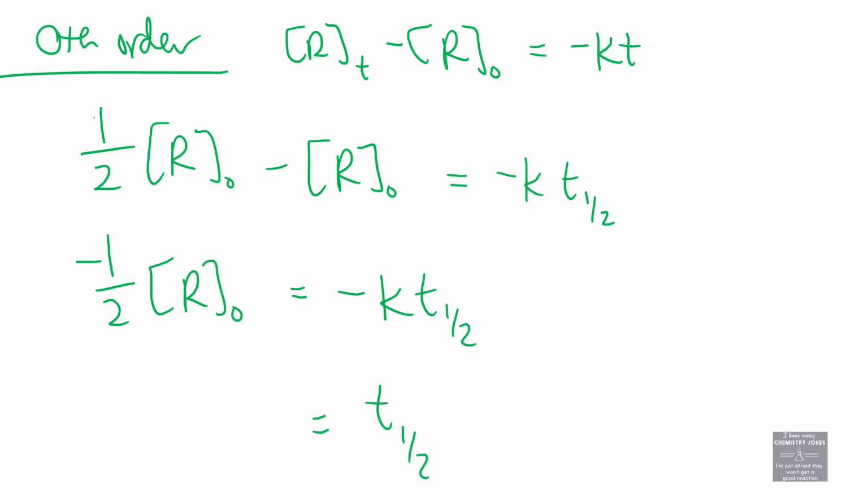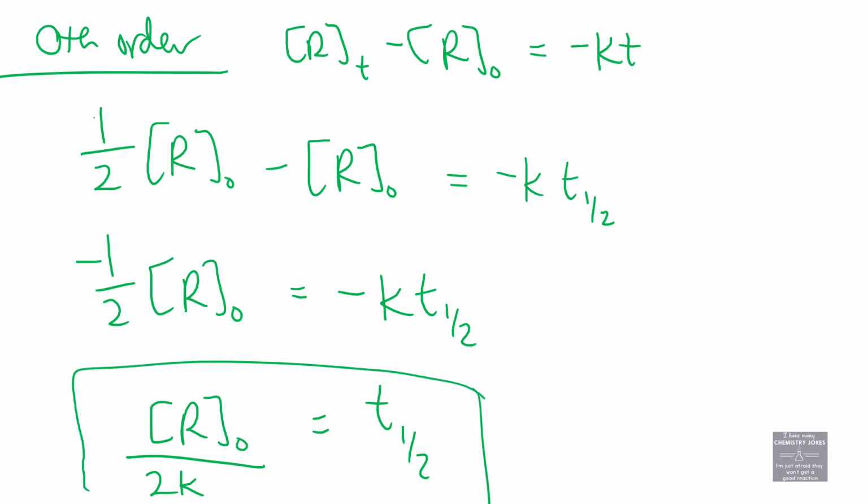t 1/2 equals R0 over 2k if you simplify, because you're dividing by negative k, your negatives cancel out. This is the half-life equation for a zero-order reaction. That's first, that's second, that's zero-order half-life equations. All you do is substitute in half of the initial concentration for your half-life, or you memorize equations, or you recognize equations, whatever, up to you. I hate memorizing, but you do you.